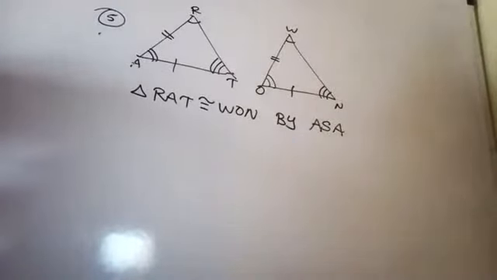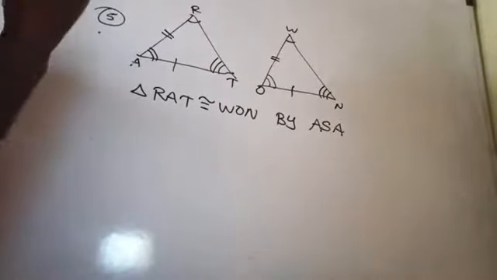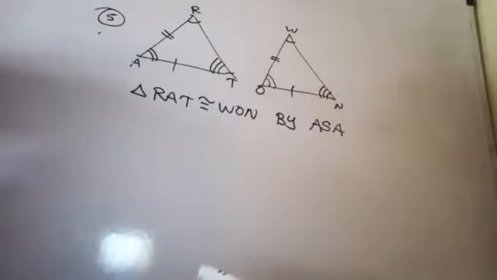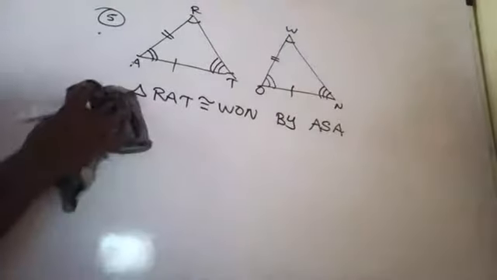Now, therefore, we can write triangle RAT is congruent to triangle WON under the correspondence of WON. Now, complete the congruent statement. The diagram is given for you. Question number 6. This is the given diagram.